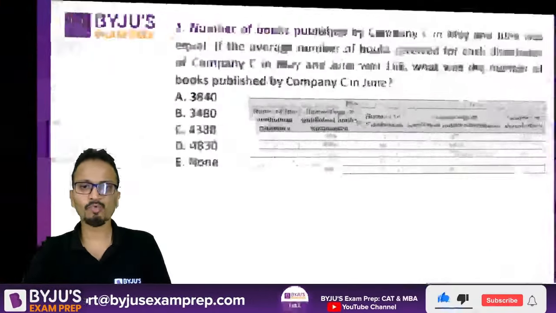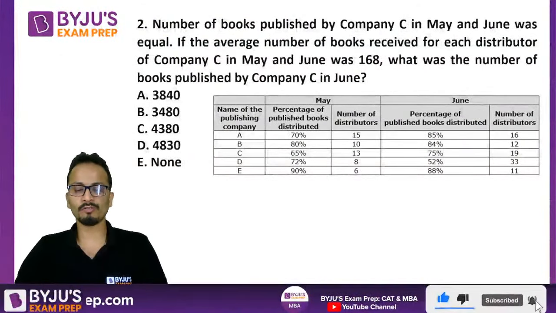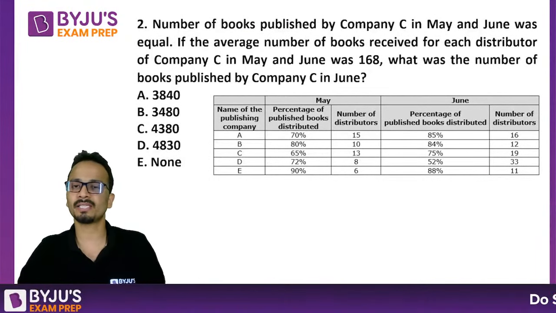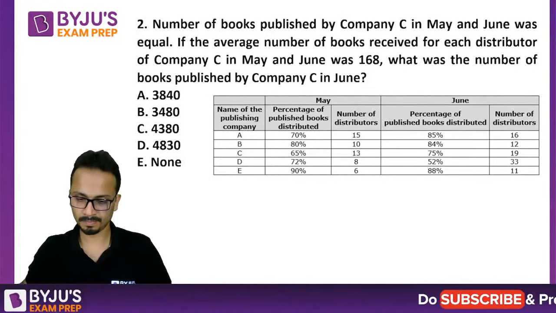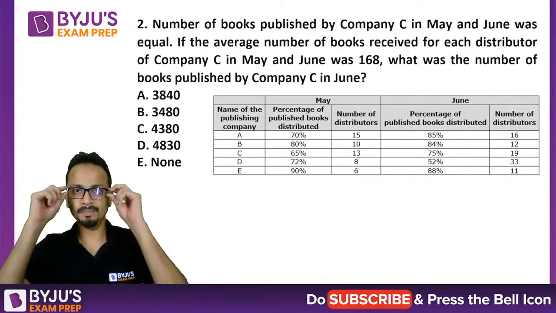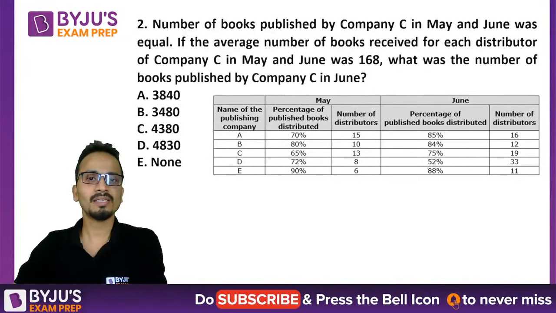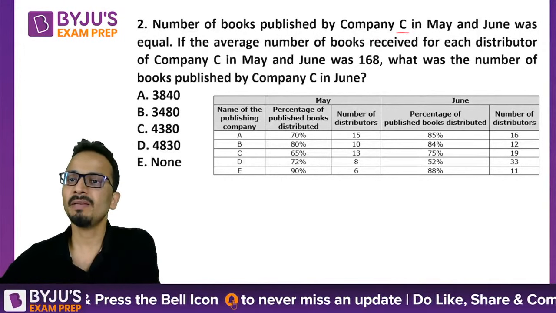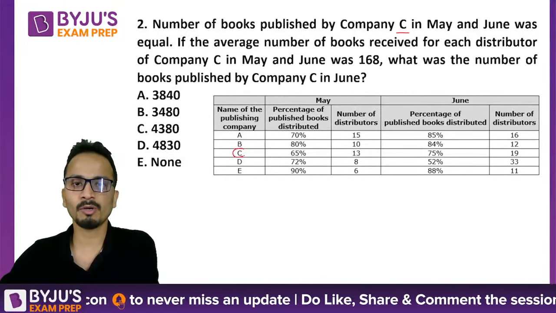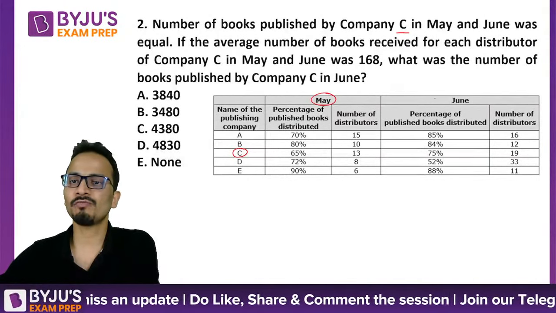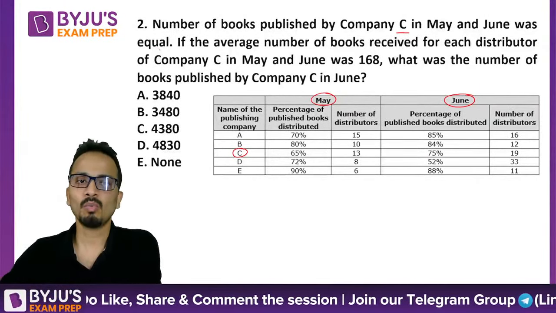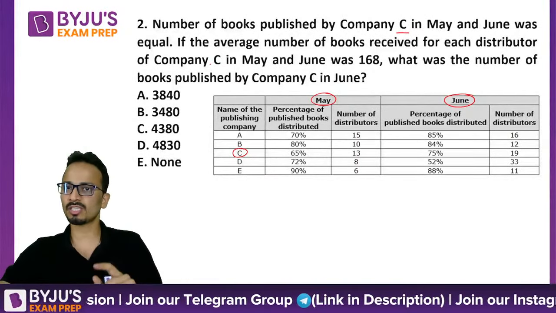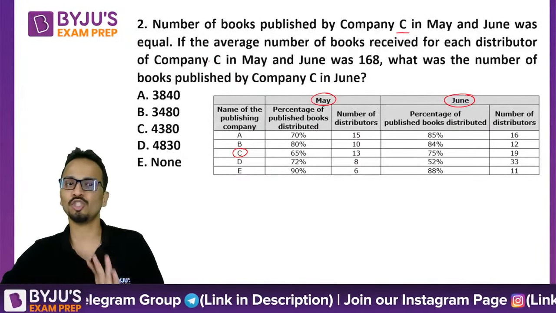All right, so let's move on to the next question. Question number 2. All of you focus on this and don't commit the same error in this question. The number of books published by company C in May and June. So they are talking about C in the month of May as well as June was equal. So company C has published an equal number of books in both the months May and June.